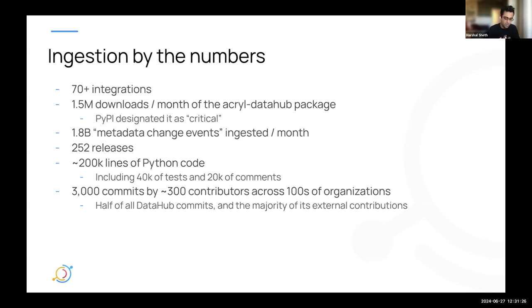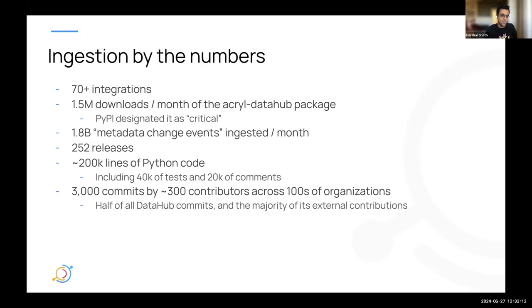Some of the numbers here blow my mind. We've got 70 integrations at this point. 1.5 million downloads a month of the actual DataHub package, which is the Python package that we released. 1.5 million is kind of hard to understand. It's like 70,000 yesterday, which is just an absurd number. PyPI, the Python package registry, actually designated it as a critical package for the Python ecosystem, which is kind of fun.